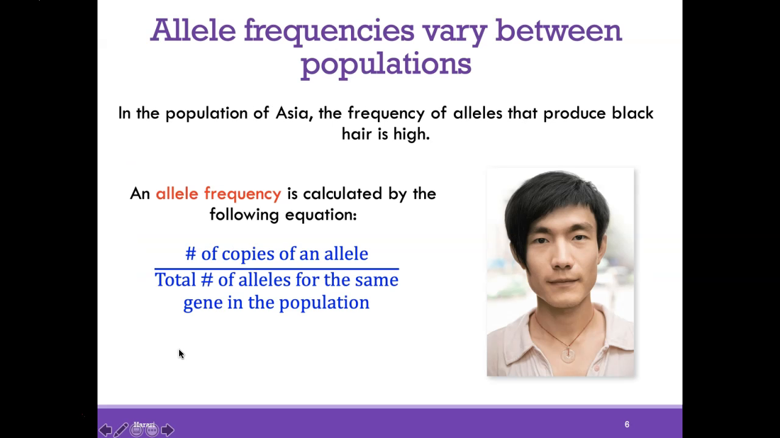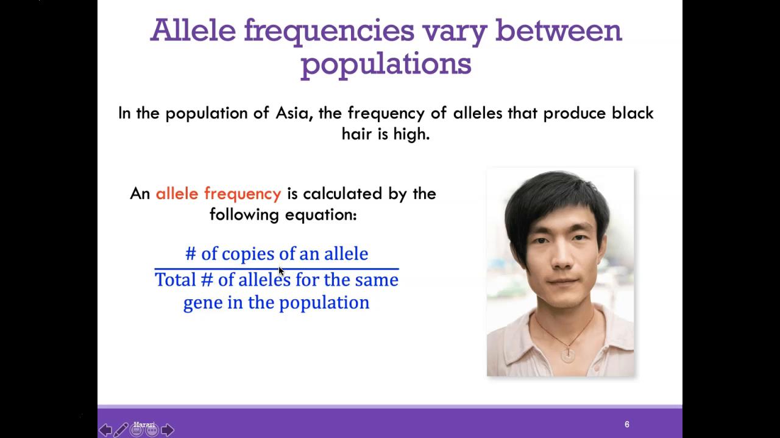So we said that evolution can be defined as how allele frequencies change in populations. So I'm going to give you an example. In the population of Asia, roughly speaking, the frequency of alleles that produce black hair is very high. There's going to be a lot of black-haired alleles in an Asian population. And we can calculate the allele frequency of a given allele. So I can figure out how common the black hair allele is in a certain population.